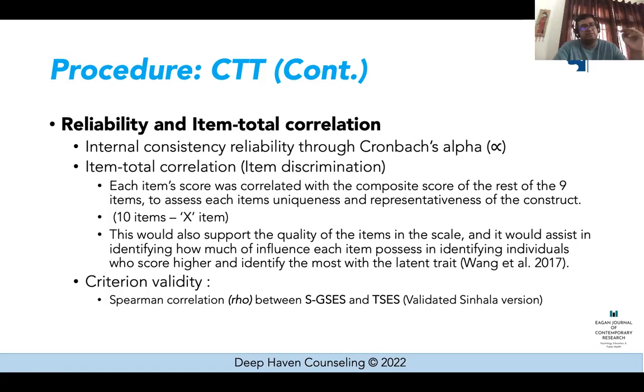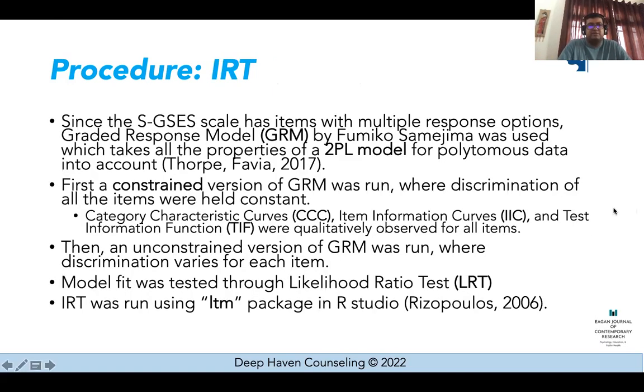So you select one item, you get the score of that item, and then you correlate it with the composite score of the rest of the items for the entire sample that you have obtained. So this would also support the quality of the items in the scale, and it would assist in identifying how much influence each item possesses in identifying individuals who score higher and identify the most with the latent trait. And to get the criterion validity, we did the Spearman correlation between the Sinhala generalized self-efficacy scale and the teacher's sense of efficacy scale. So this is just the procedure, and we can go through results very soon.